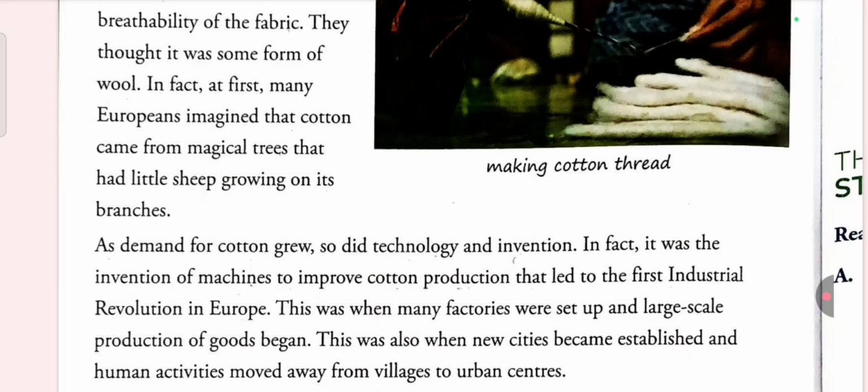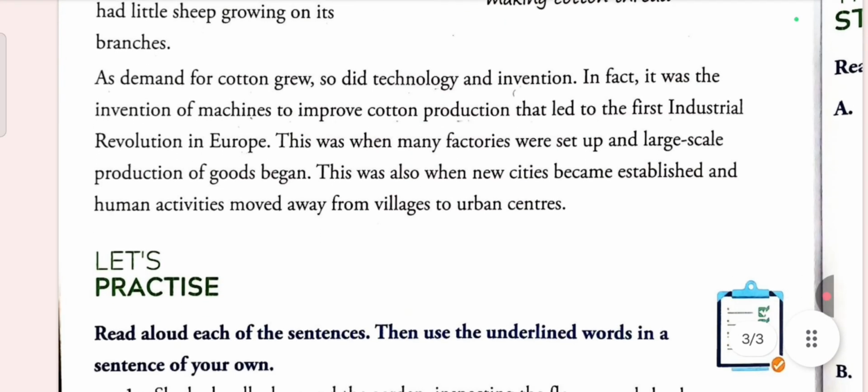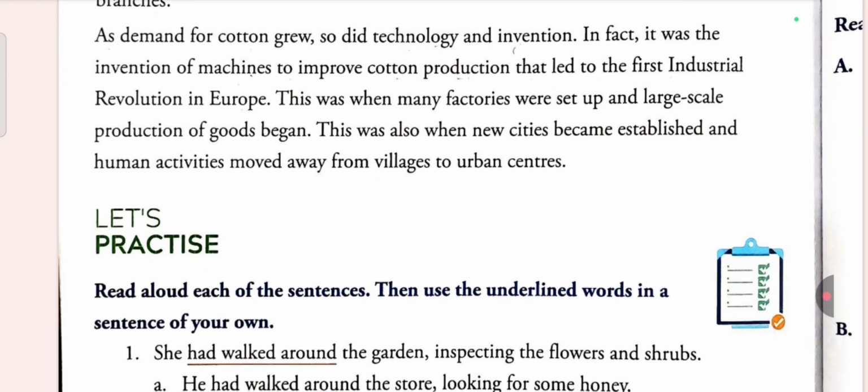In fact, at first, many Europeans imagined that cotton came from magical trees that had little sheep growing on its branches. So they started believing that cotton grows on a magical tree, and that magical tree has little sheep on it, and from those sheep we are getting the cotton. But it was not like that. Basically we have a cotton plant to grow the cotton.